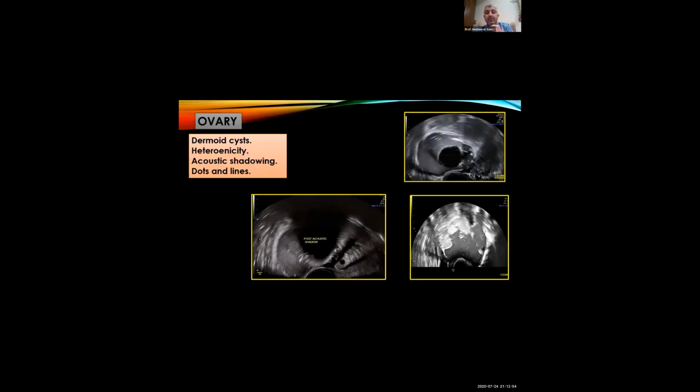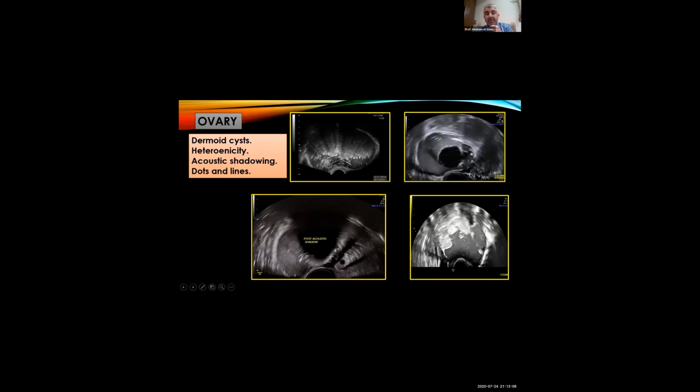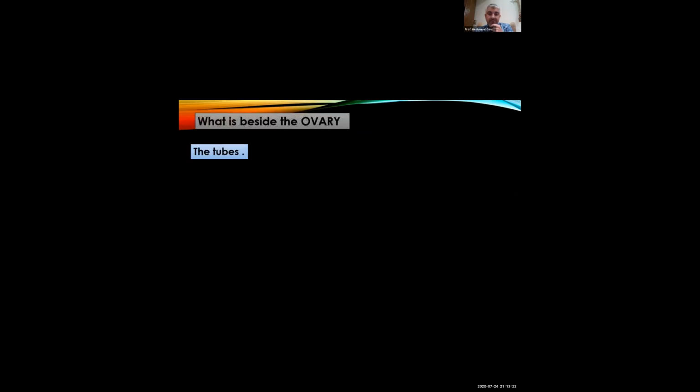Moving on into lesions in the ovary, so dermoid cysts. The tip in the dermoid cyst is extensive heterogeneity in the content within the cyst. Acoustic shadowing is very, very important, and dots and, as you can see over here, dots and lines that indicate hair inside, acoustic shadowing over here, and extensive heterogeneity in its content usually gives you an idea. If you put Doppler, you will not usually find any Doppler signal, or very limited Doppler signal at the periphery.